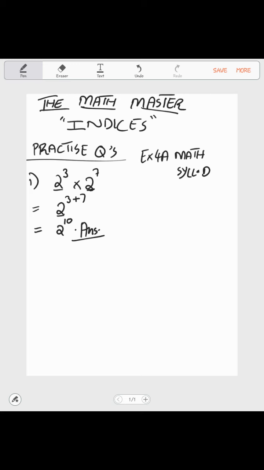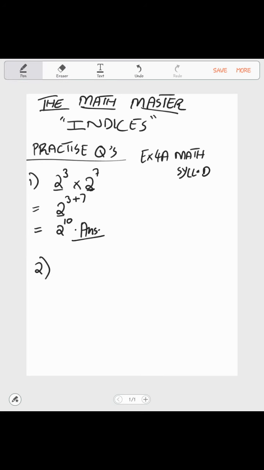If the question is telling you to expand 2 power 10, then you have to write 2 into 2 into 2 into 2, something like that. Otherwise, give the answer in power.